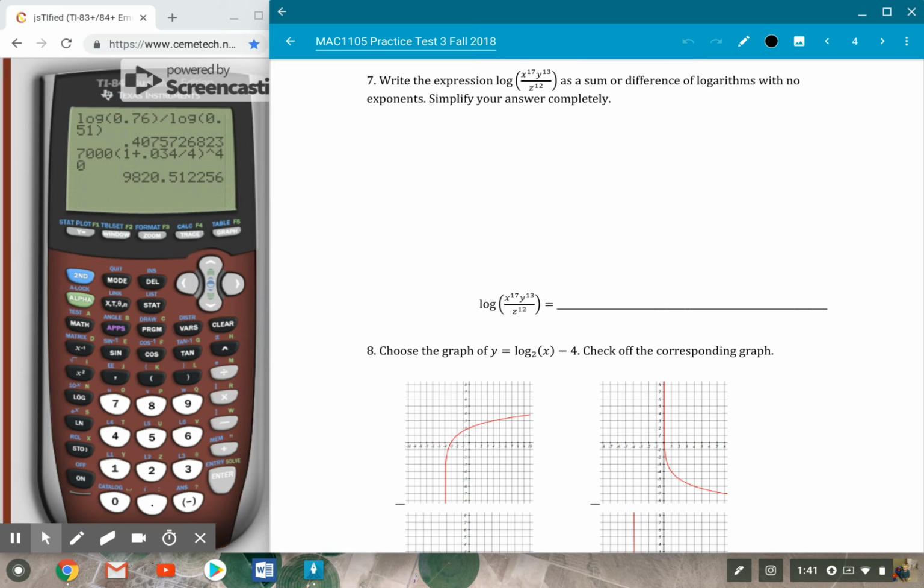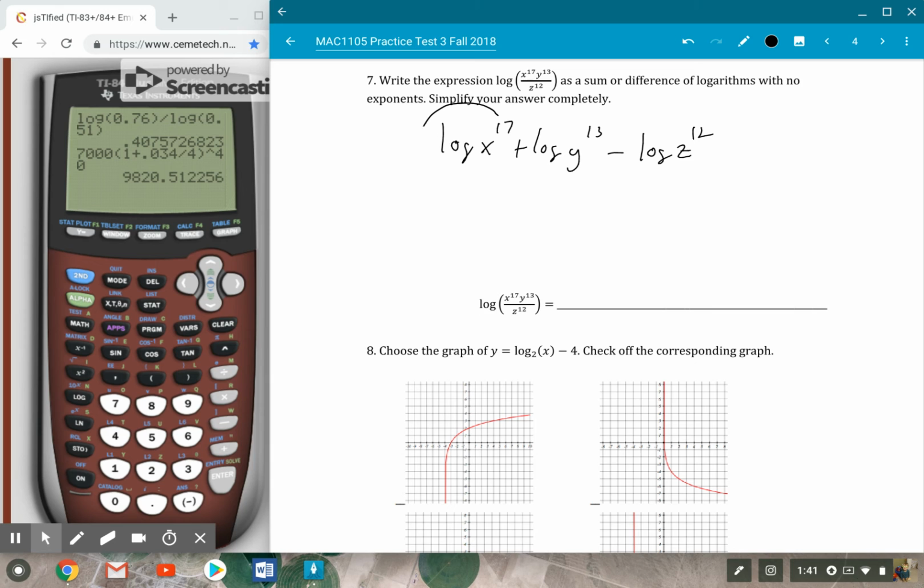So the first thing I'm going to do is split this into 3 logs, one for the x, one for the y, and one for the z. So this will be log of x to the 17th plus log of y to the 13th minus log of z to the 12th. When we're multiplying, we can change that to addition with our logs. When we're dividing within the log, we can change it to subtraction between the logs.